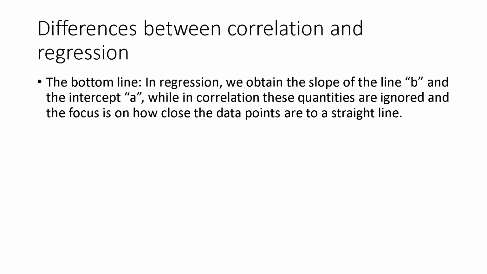The bottom line. In regression, we obtain the slope of the line, beta, and the intercept, alpha, while in correlation, these quantities are ignored, and the focus is on how close the data points are to a straight line.